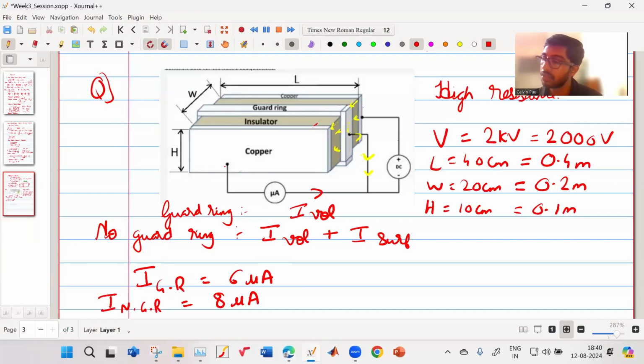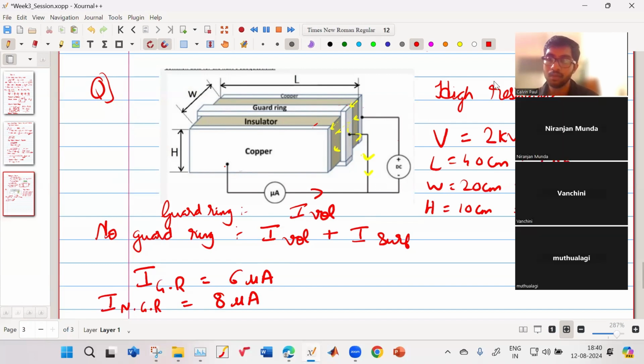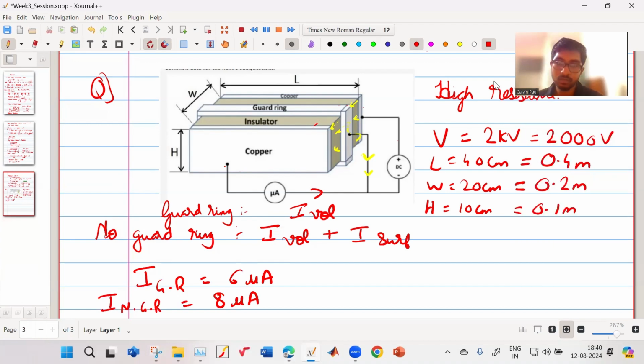Okay. So can anyone tell me how much is the volume current? 6 microampere, sir. How much is the volume current? 6 microampere, sir. You can tell, you can try. If it's wrong also, there's no issue.